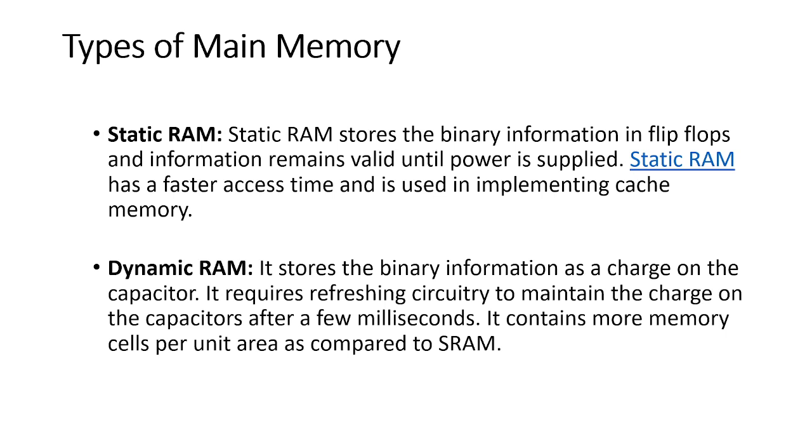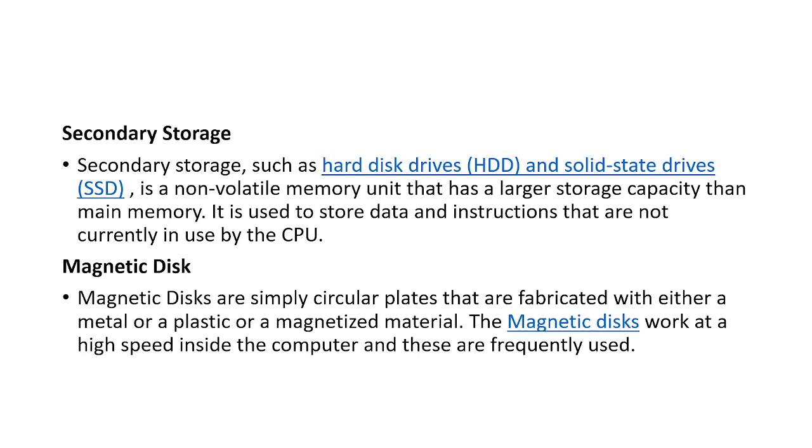Why we use a capacitor: we have to give a constant power supply to hold the data present in the dynamic RAM for a few milliseconds. When the power gets cut off, it is used for backing up the data when the power is unfortunately switched off, and it contains more memory cells as compared to the SRAM.